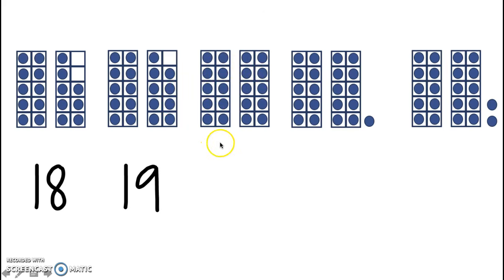And then this is where we're going to make a new 10 because we had one 10, but now we filled up another 10 frame. So we have two 10s. What number is two 10s? Good. 20. Friends, you are so good.